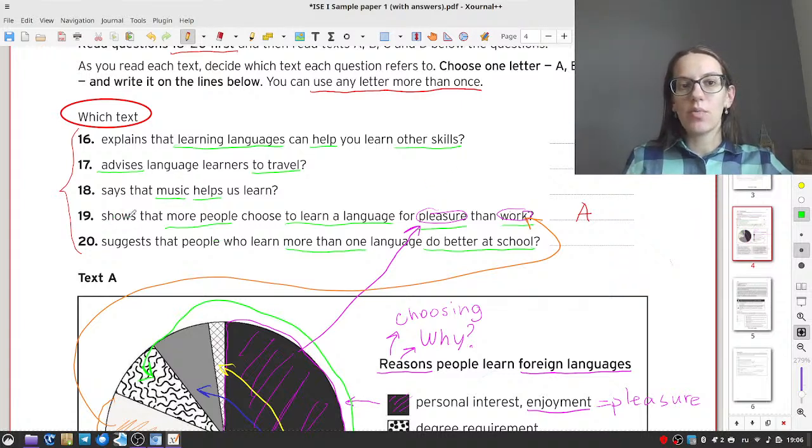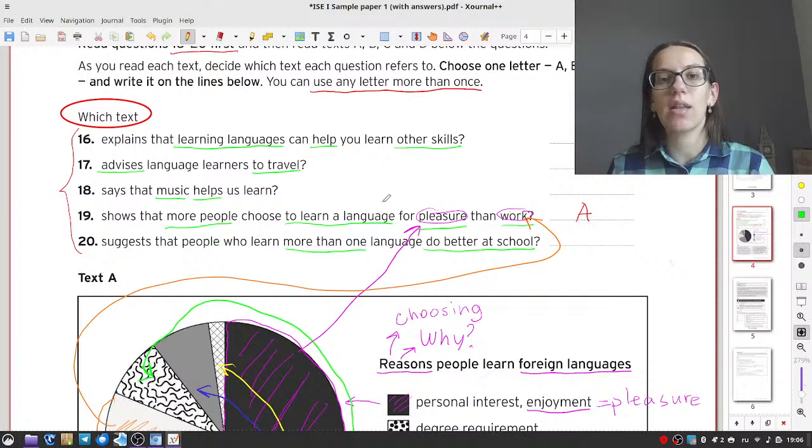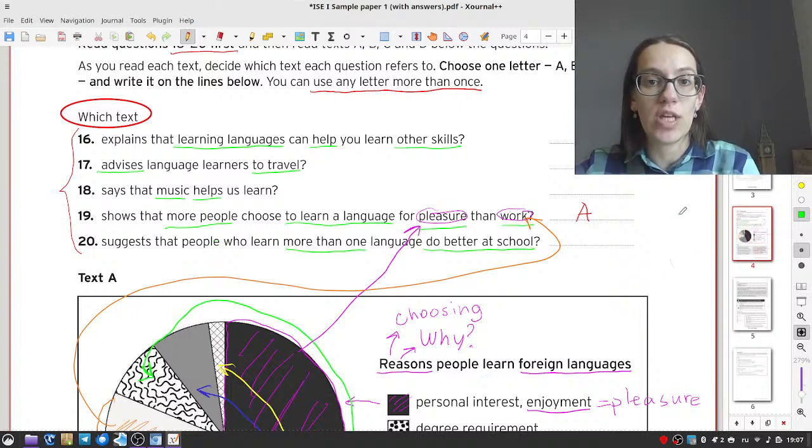Well, 19 we already know that it's not B, but it is a good idea to check just in case you confuse something, especially if you're not sure about your answer. It's always good to check again, even if you already have a letter here. So does it show that more people choose to learn a language for pleasure than work? Well, there is no information in text B about reasons why people choose to learn languages. So no, it's not B.